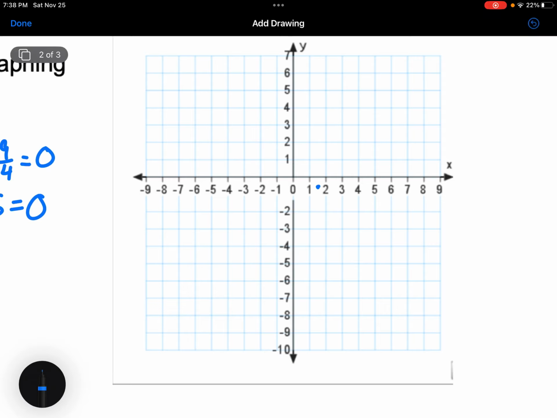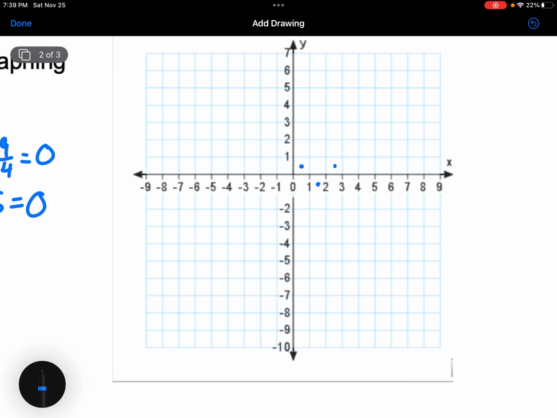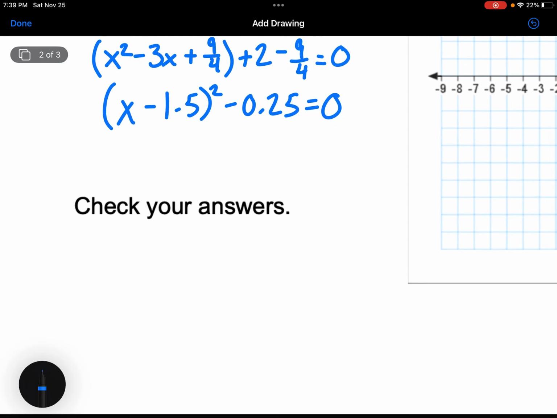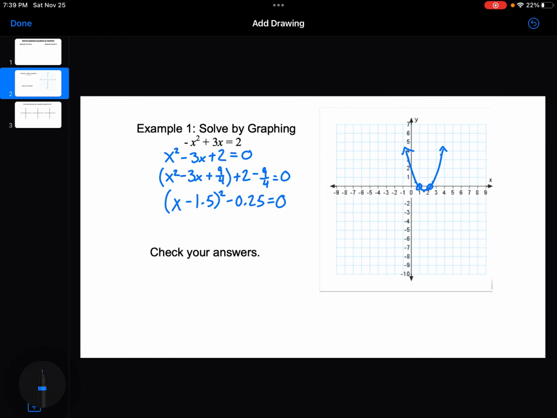Which would be right there, over 2, up 4 would be, what are we at here? We're down 0.5, so it would be in this neighborhood. And right there. Graph it. We would find our intercepts and we would plug them into our equation to check our answers.